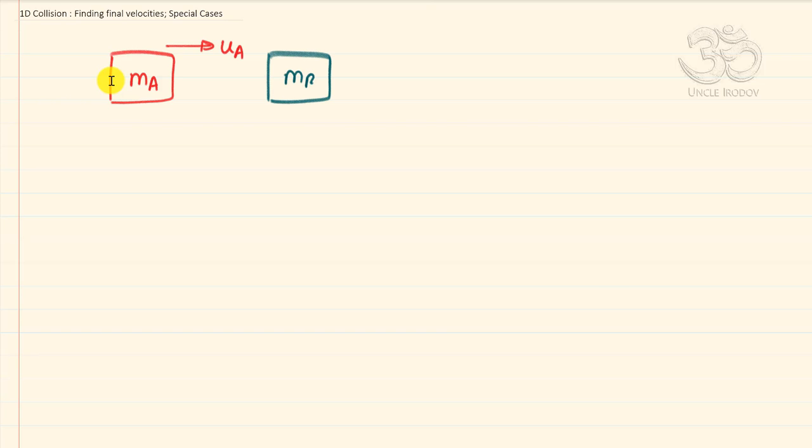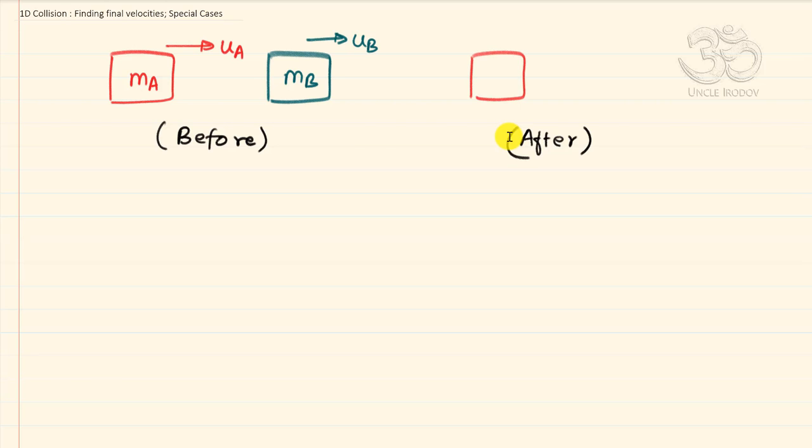There is an object A of mass ma that is initially traveling with a velocity ua, and there is another object B of mass mb that is initially traveling with a velocity of ub, and all this is happening before the collision. And after the collision, they interact with each other for a brief amount of time. Then after the collision, this body A of mass ma started moving with a velocity va, and this body B of mass mb started moving with a velocity of vb. So this is how the velocities have been defined.